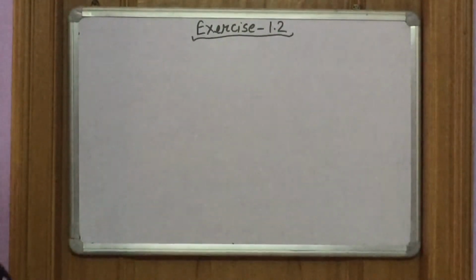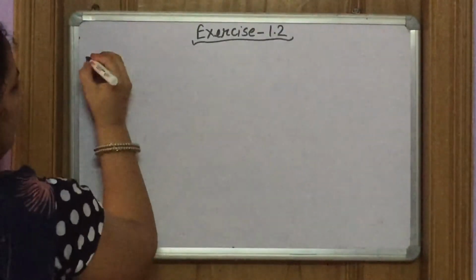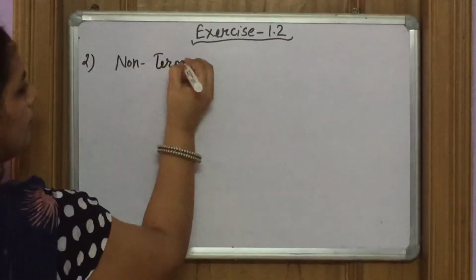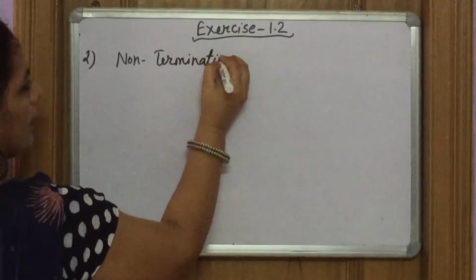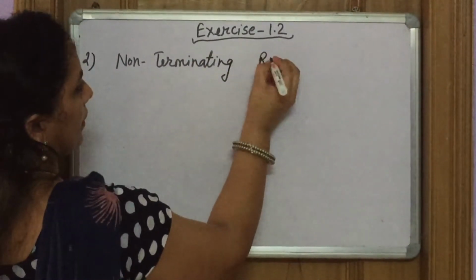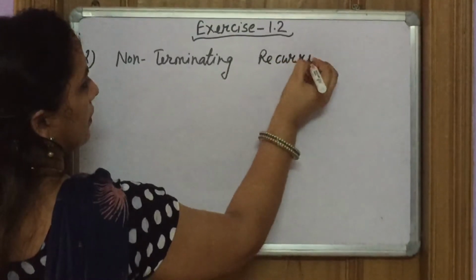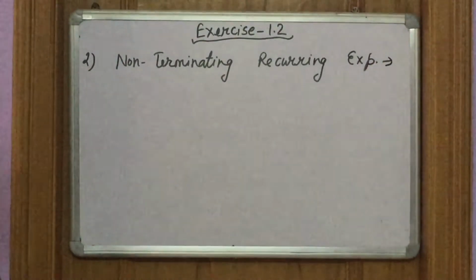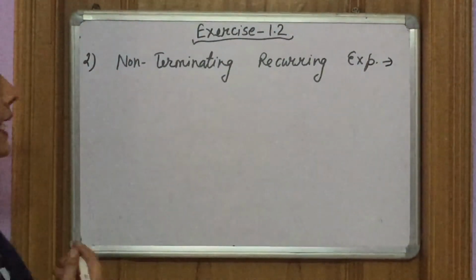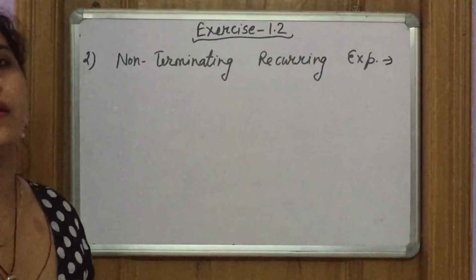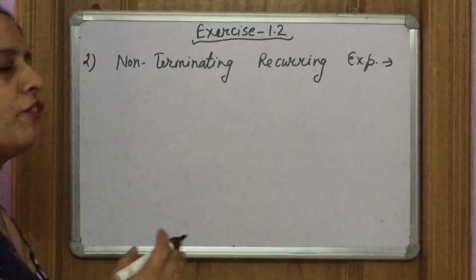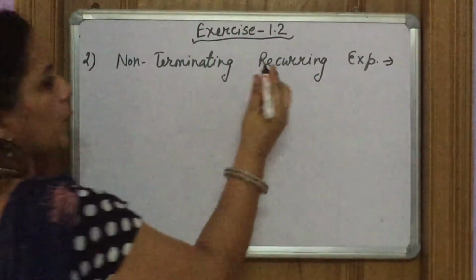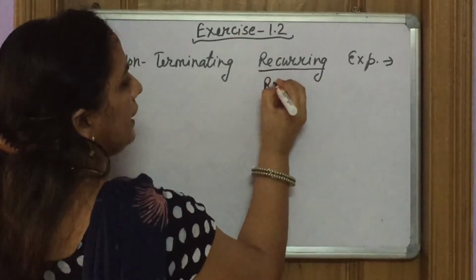Second condition is non-terminating recurring expansion. In that case, when the remainder never becomes 0, but it repeats after some steps, then we say that this number has non-terminating but recurring decimal expansion. Recurring means repeating.